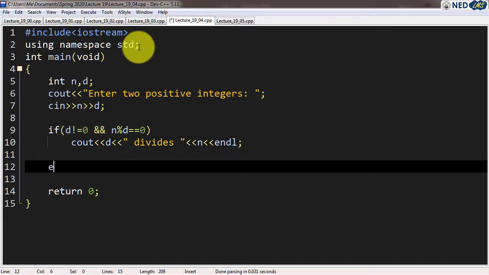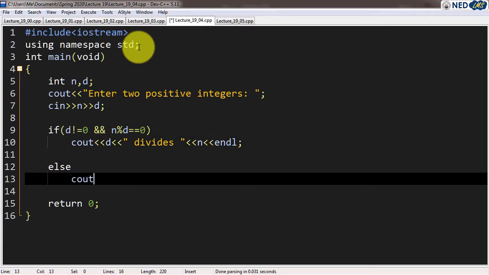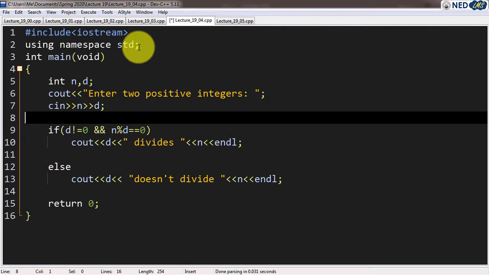Else we are going to write cout d does not divide n, and that's it. So let's take a look how this program actually works.